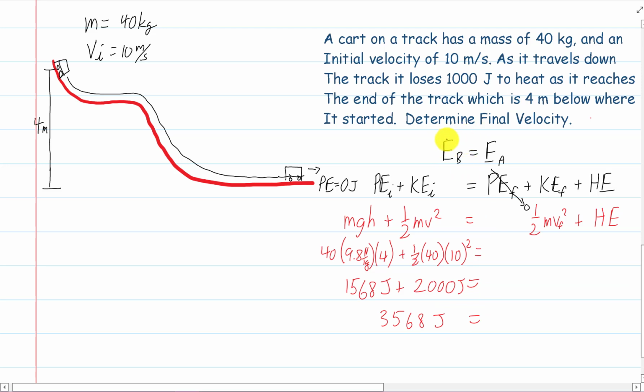That's the energy before. That's an important number because we're not adding energy to the system by pushing it or rockets. So that is the energy that it starts with, which is the energy that it ends with. It has two different types of energy it can go into: kinetic energy and heat energy. So this is going to equal 1/2 times the mass, which is 40, and we don't know vf.